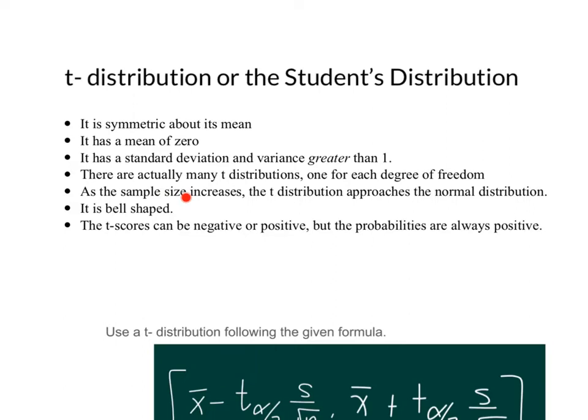But given that the population standard deviation is unknown, but the sample size is large, that means the t-distribution will approach the normal distribution. That is the same reason why we can use the z-distribution if the sample size is greater than or equal to 30. Okay? Because the t basically approaches the normal distribution, so we just use the z-distribution when the sample size is large enough. Now it is bell-shaped, so same with the normal distribution.